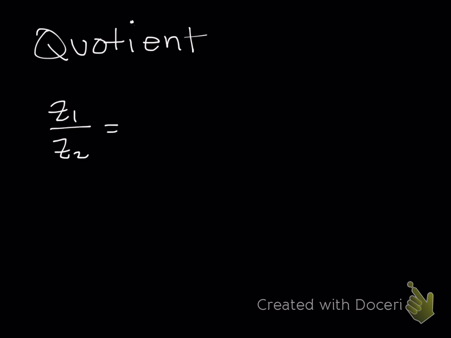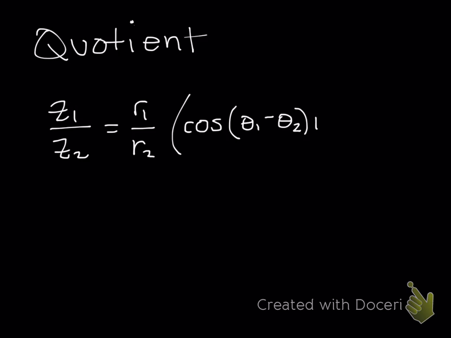For the next one, we are finding the quotient, and the quotient formula is very similar, and you could probably figure it out. So if I'm dividing these two values, I would divide my two radii, and for my angles, we are subtracting them now. So theta 1 minus theta 2 plus I sine of theta 1 minus theta 2. So if you need to pause that, go ahead and pause it so you can copy it down for our example.